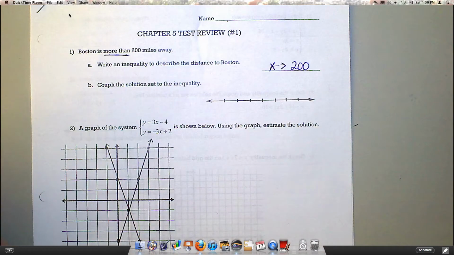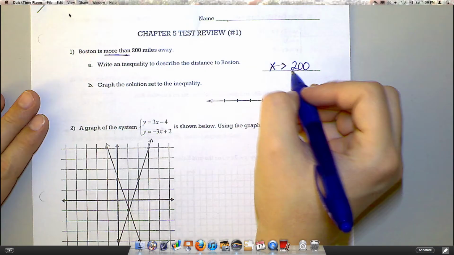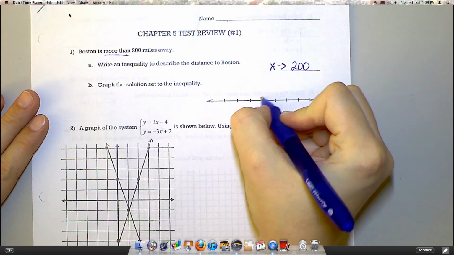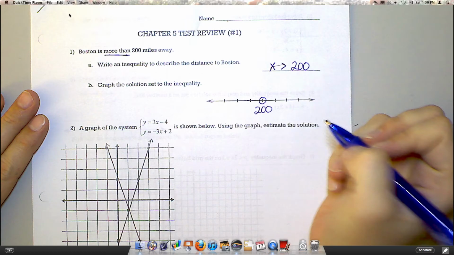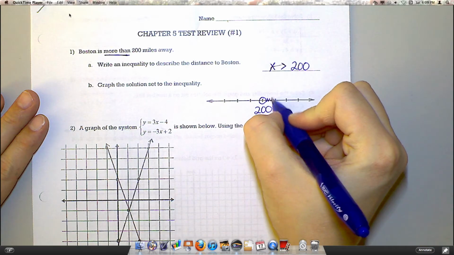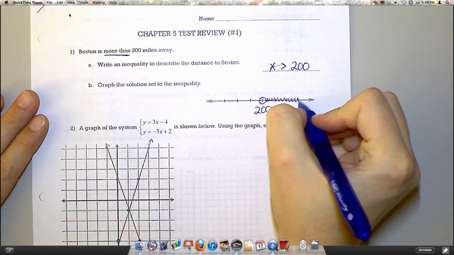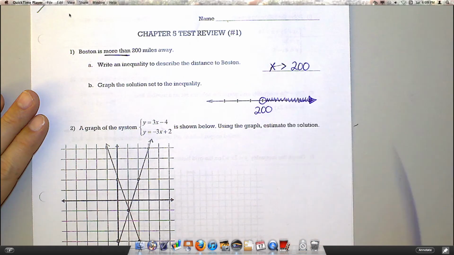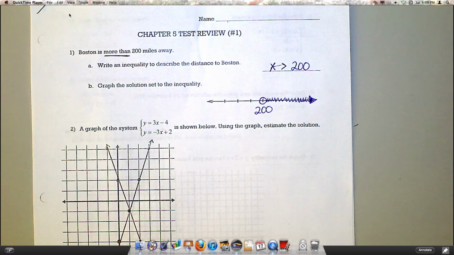And then to graph the solution set, this is just checking to see if you know how to put this on a number line. I'm going to put 200 on there anywhere. Put an open circle because I don't have the equal bar, and then greater than would be shaded to the right. And that's it for number 1.